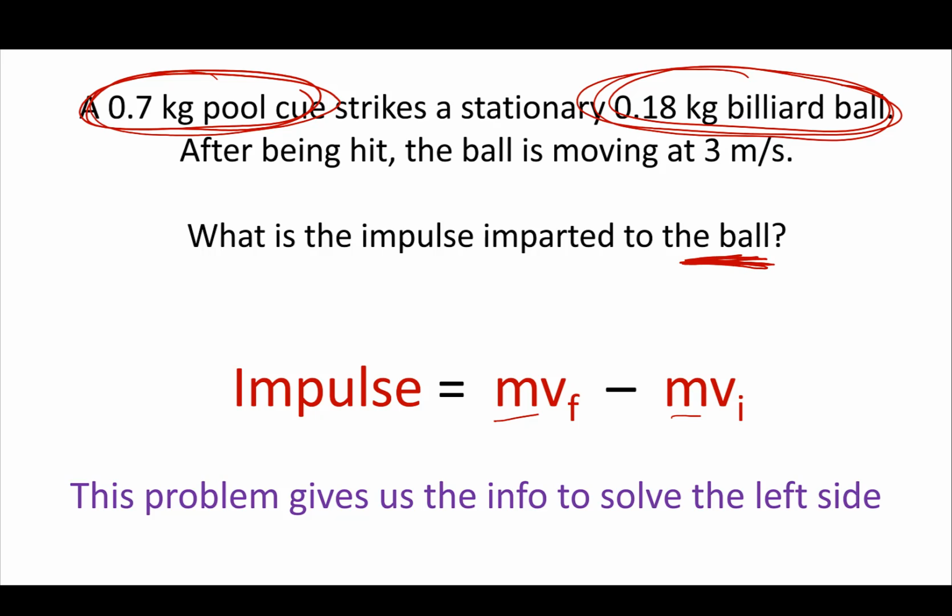So we want the change of momentum of the ball, so we're going to use the ball's mass for both of these. This is actually just a trick. It never shows up in this particular equation. It's there to trick you if you don't really know what you're doing.